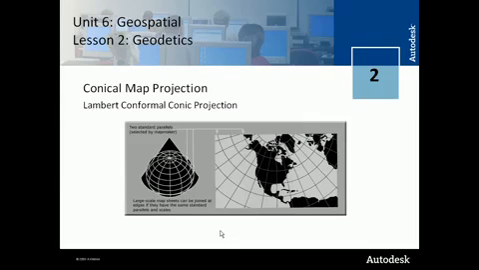A conical projection is a similar type of projection, except it projects the Earth's surface onto a cone. And the Lambert conformal conic projection is perhaps the most common or the most familiar conical map projection used.